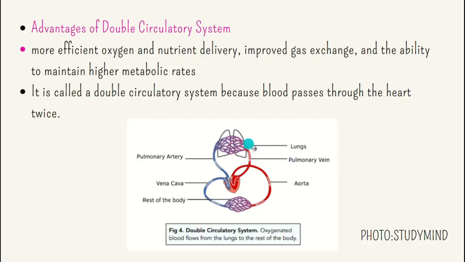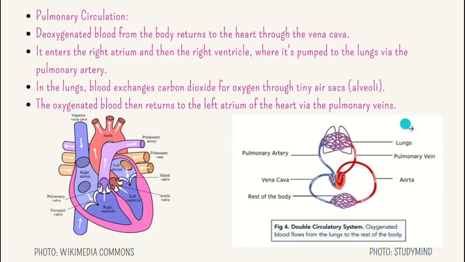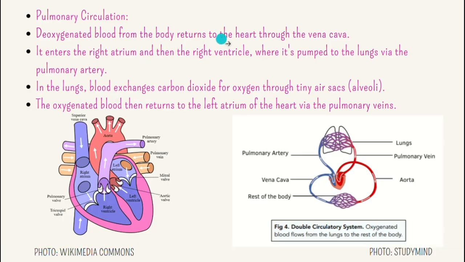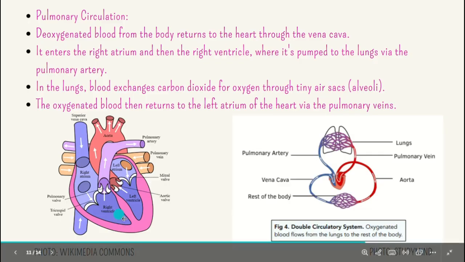So from the lungs, that is where it gets the oxygen from. Just know that, right? So now, as relates to circulation, we're going to talk more about that. But basically, we're going to focus on this diagram right here. The deoxygenated blood is going to return to the heart through the vena cava. So right here, this is the vena cava. So deoxygenated blood is coming in. It's going to the right atrium, then it's going to the right ventricle.